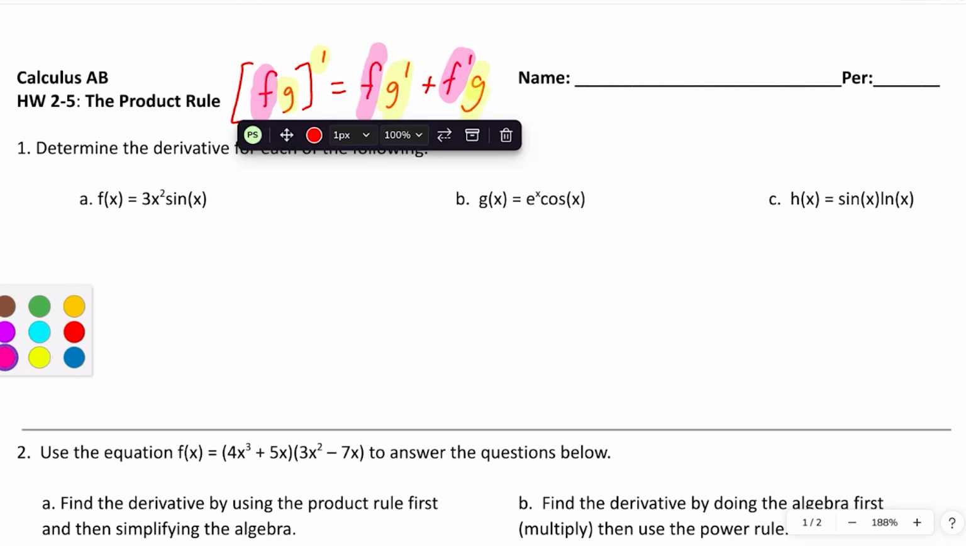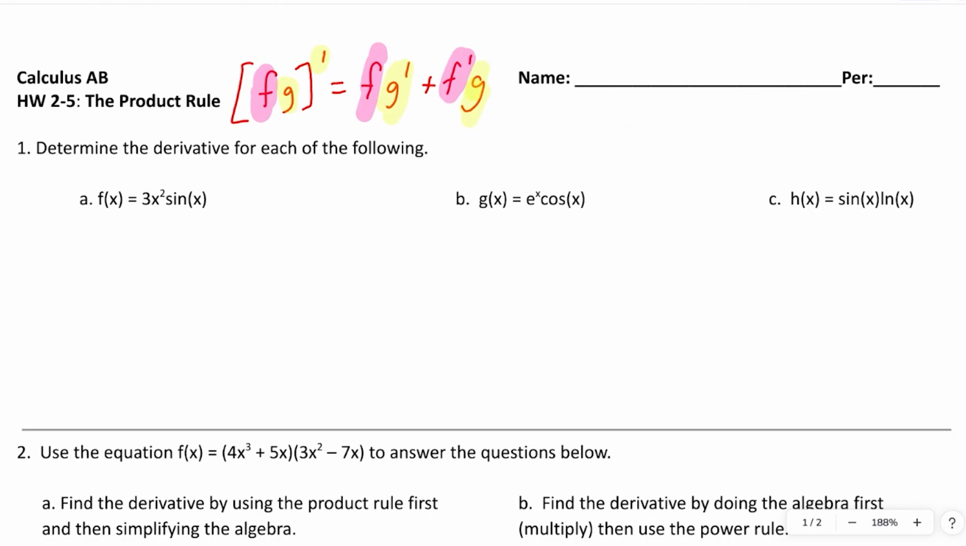So the order here doesn't really matter because addition is commutative, but I'm going to try to stay consistent and try to differentiate the second function first every time. So let's get started here. With f of x being 3x squared times sine x, I'm going to use 3x squared as my first function and sine x as my second function.